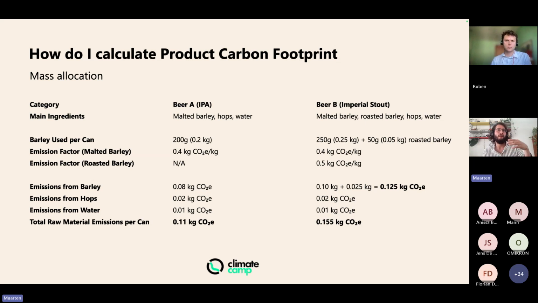But here you can see when we apply the emission factor for malted barley on 200 grams, we come up with 0.08 kilograms of CO2 equivalent for the IPA. And when we look at the stout, we have 0.10 kilograms for the malted barley and 0.025 kilograms for the roasted barley. If we add everything up, we see the difference in product carbon footprint for these two products is 0.11 versus 0.155 kilograms of CO2 equivalent, which is not surprising seeing as we use many more goods to calculate the raw materials for the stout.